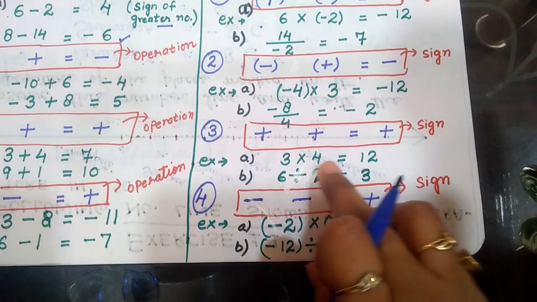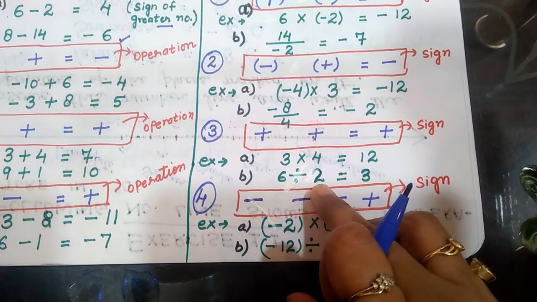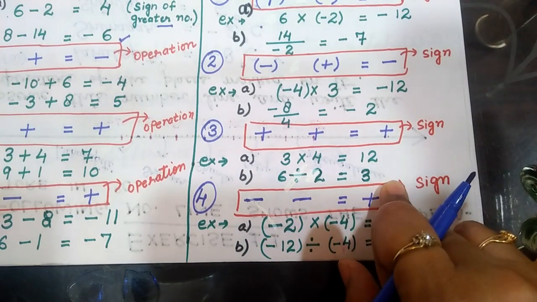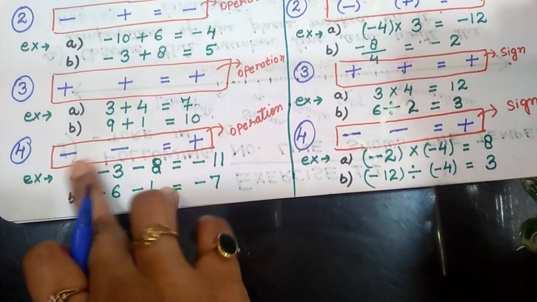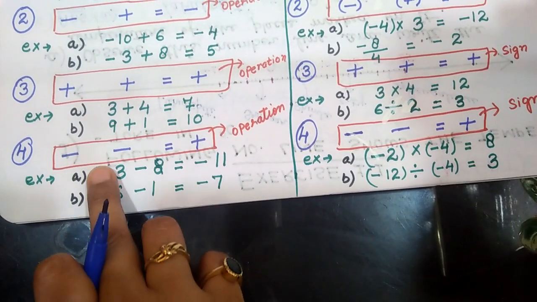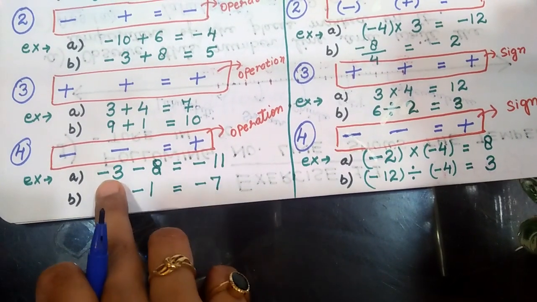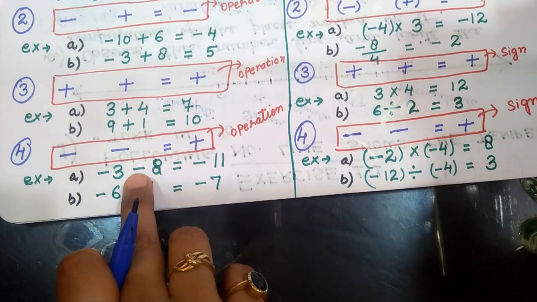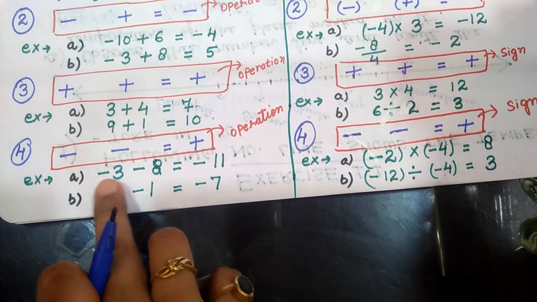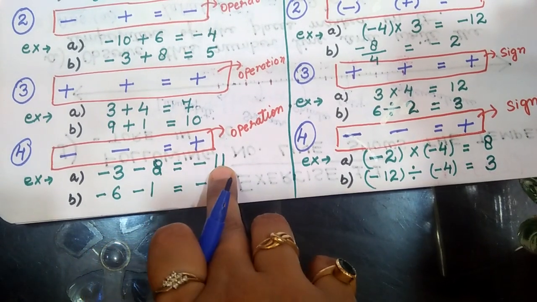And similarly in multiplication and division, plus plus is plus. If there are two positive integers, 3 into 4 is 12, the sign plus will come here. 6 divided by 2 comes 3, the sign of plus will come there. Very easy rule. Then we have minus minus. When there are two negative integers, then we add them. There are two negative integers, minus 3, minus 8. We are not going to subtract them because the rule said minus minus, we will add them. 3 added to 8 gives you 11.